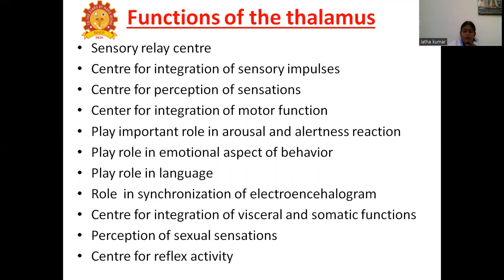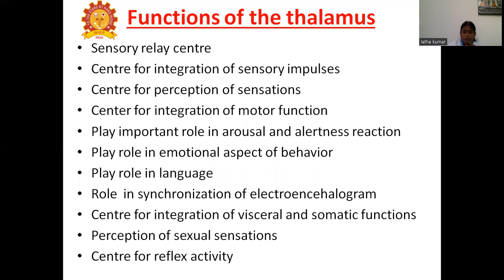The majority of the non-specific ascending impulses from the reticular activating system are relayed to the thalamus before proceeding to the cortex. Though these fibers, the thalamus is involved in controlling the level of consciousness and maintaining the state of alertness and wakefulness.